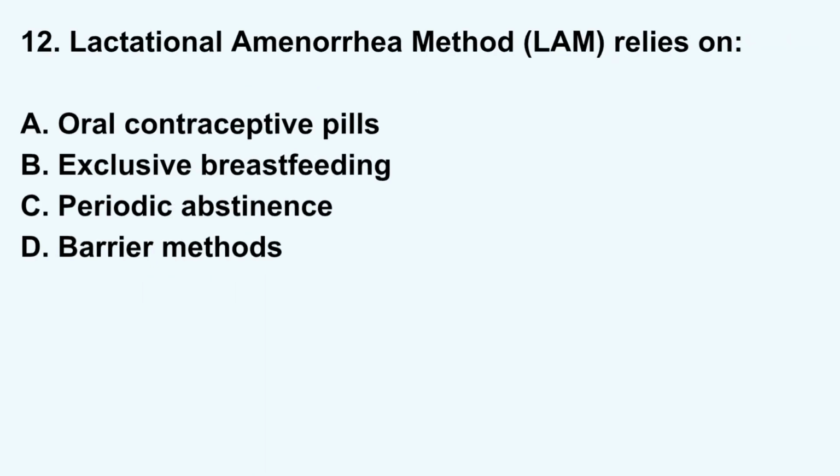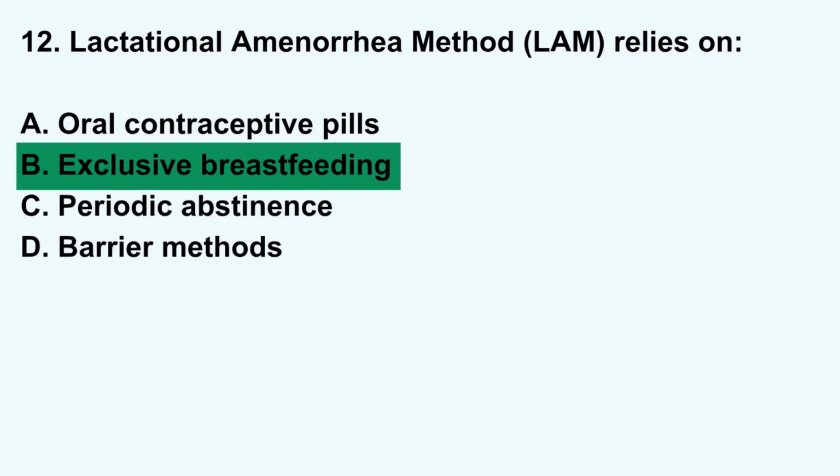Lactational amenorrhea method relies on: A. Oral contraceptive pills, B. Exclusive breastfeeding, C. Periodic abstinence, D. Barrier methods. Correct answer: B. Lactational amenorrhea method depends on exclusive breastfeeding to suppress ovulation naturally during the postpartum period.